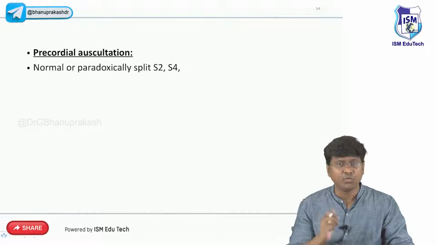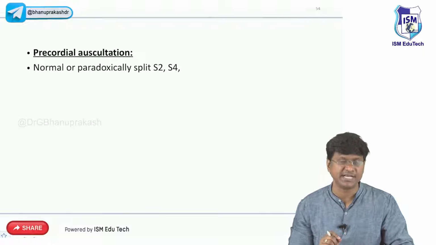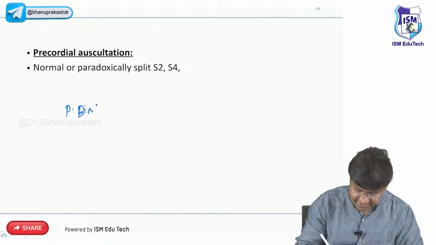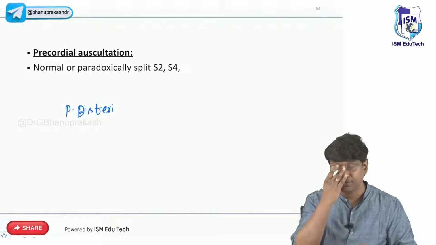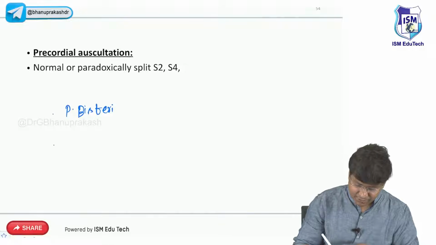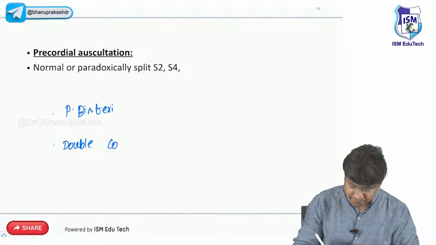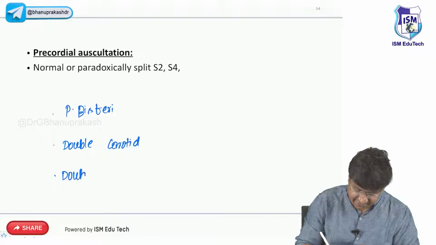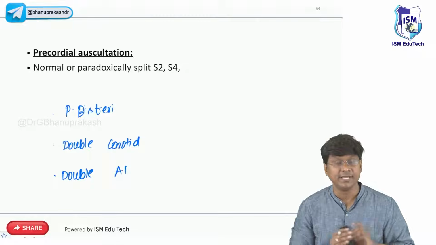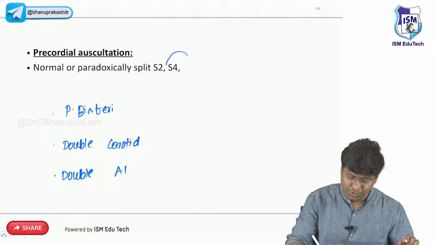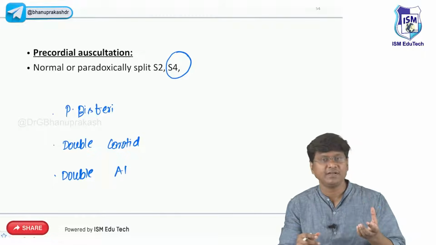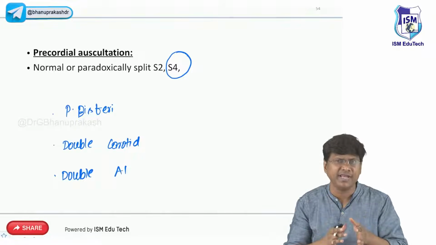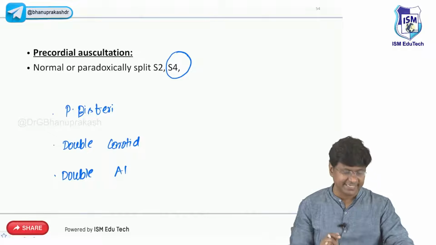Now, what is the important examination finding in patients with hypertrophic cardiomyopathy? If you take the pulse, they will have a characteristic pulse that we call pulsus bisferiens, where you have two peaks in systole, and you will have a double carotid upstroke. They will also have a double apical impulse. And on auscultation, along with S1 and S2, you have S4. Why? Because your left ventricular pressure is very high, and if the atria has to send the blood, there needs to be a strong atrial contraction, and thereby you will have an additional sound, that is the S4.